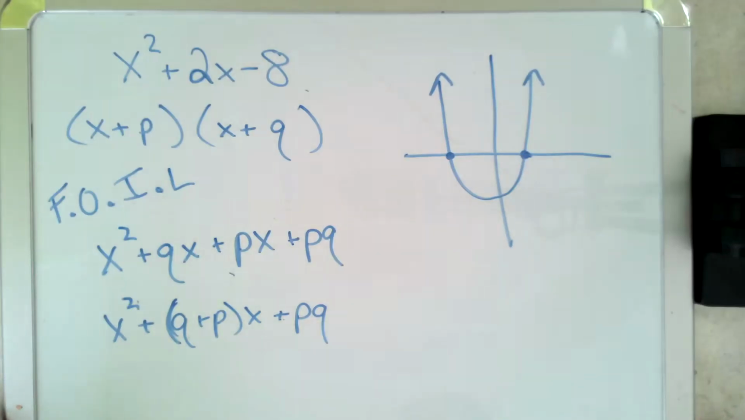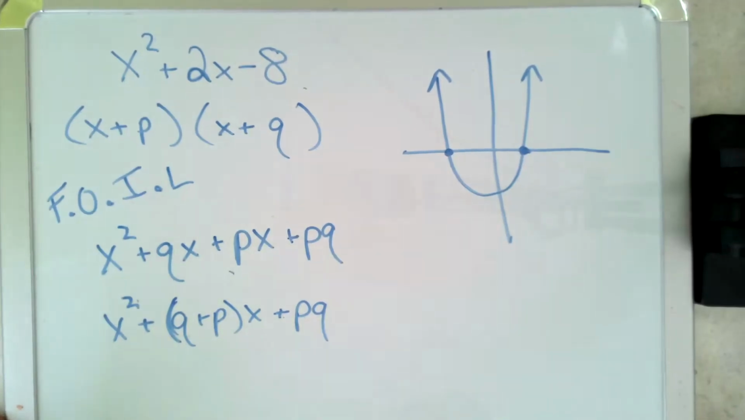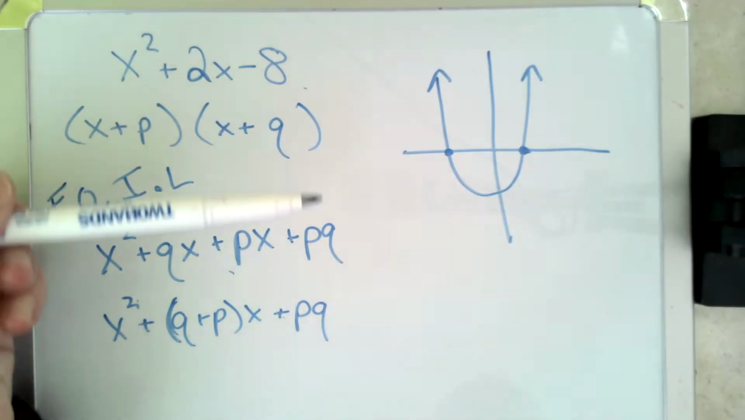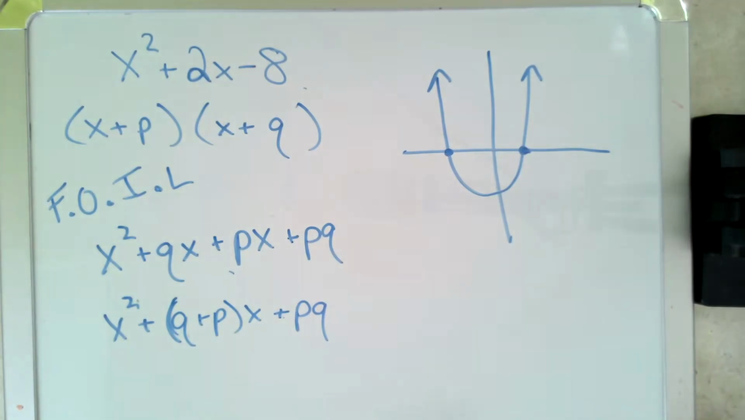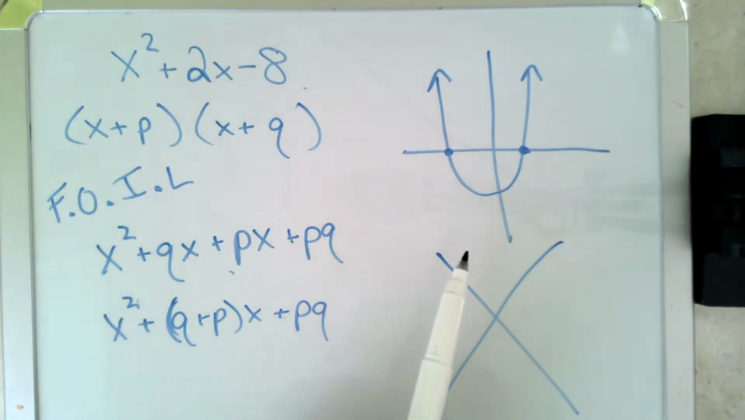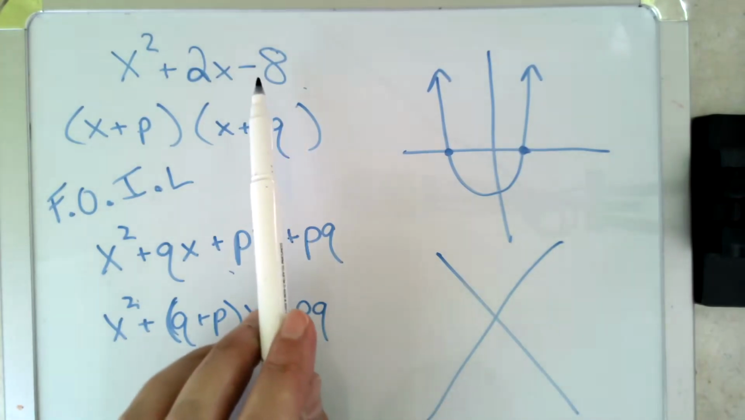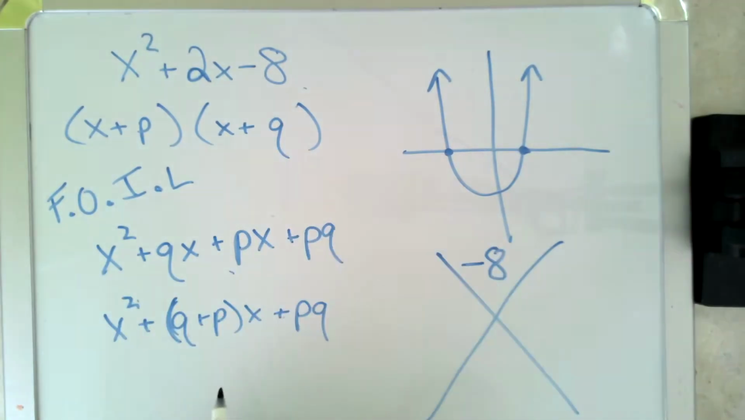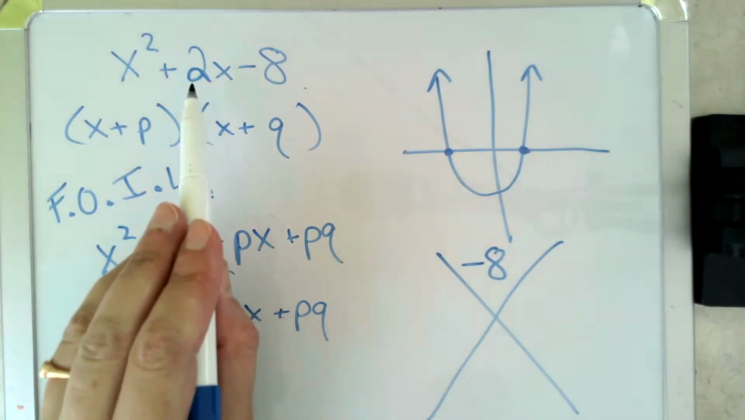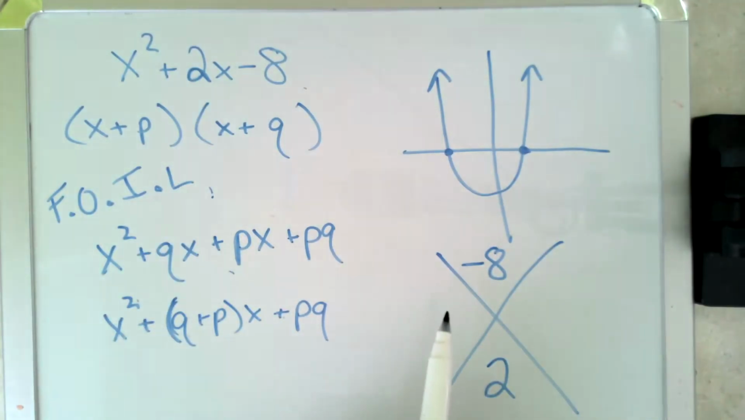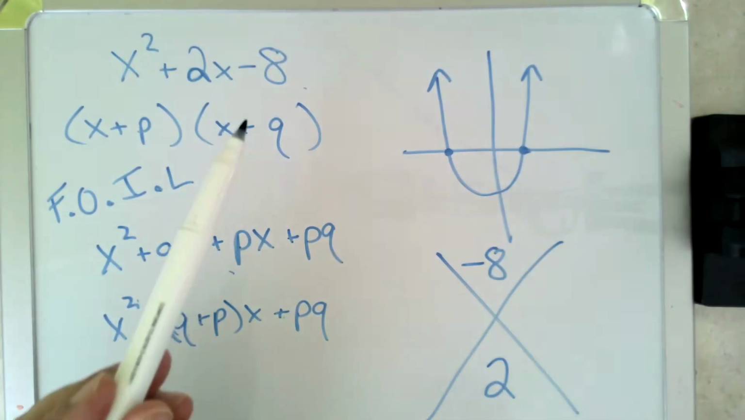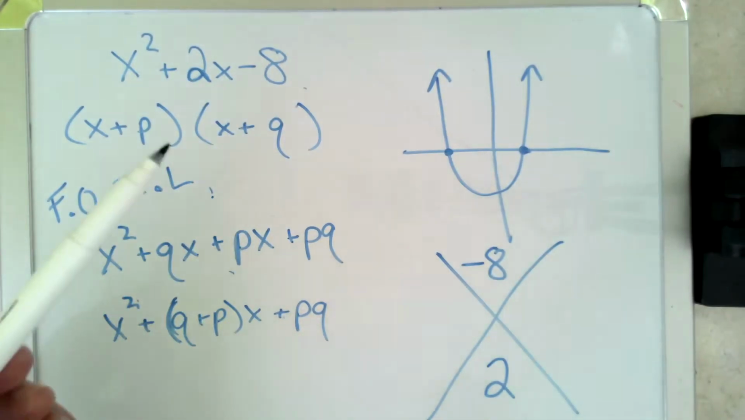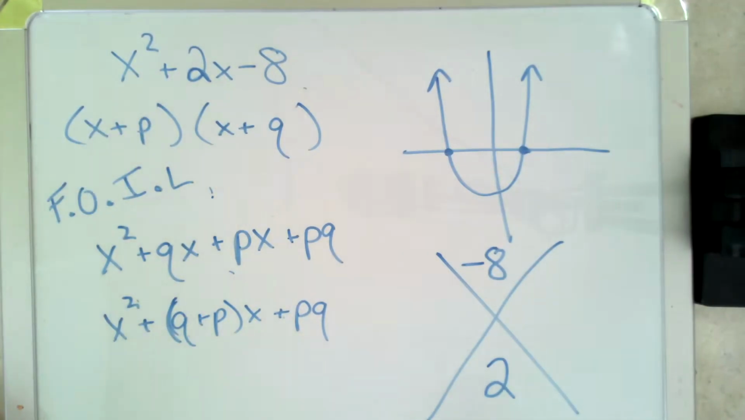So this is how you now use the X method, now that I've explained why we're using the X method. You make an X on your page to keep track of things. Up top goes what you're multiplying to. Down below goes what you're adding to. And in here, we're going to figure out what multiplies to negative 8 and adds to positive 2.